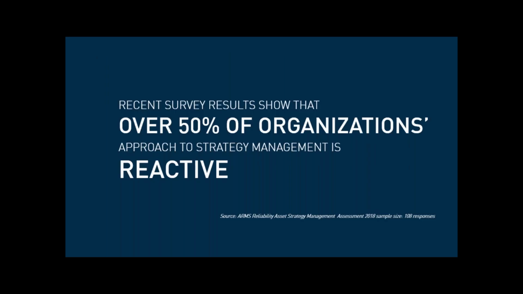From that assessment, we found that of the 108 responses that we had, over 50% of the organizations that responded said their approach to strategy management is reactive. They have a failure, they then perform some work, and they maybe add a maintenance task, but it's all very reactive. There's not a whole lot of process, there's not a whole lot of continuous improvement.